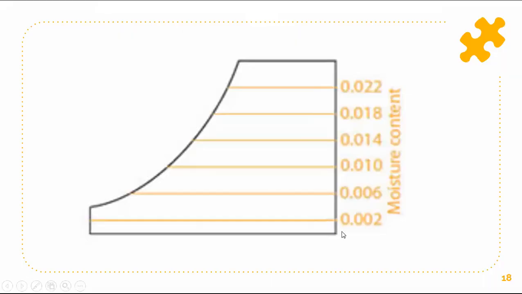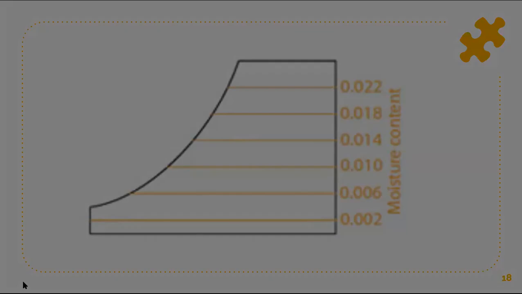Now, this is the one that we have read a while ago: kilogram of water vapor per kilogram dry air. So that's the moisture content that you can read on this part of your psychrometric chart.